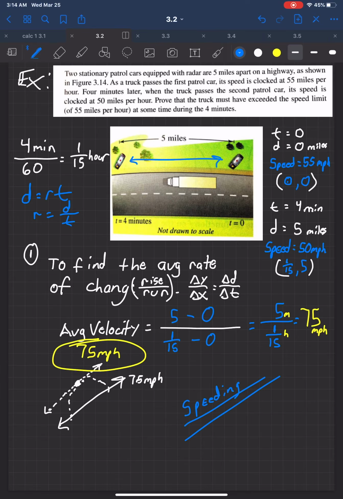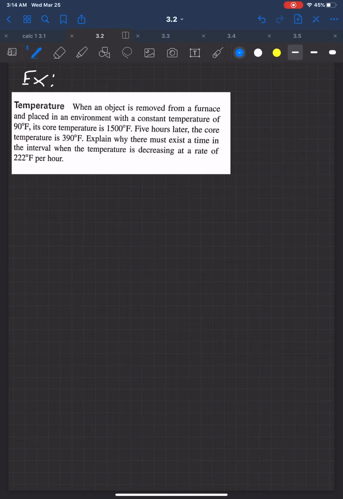Let's do one more of these. So now I think in this case, we're going to be removing some object from a furnace. It says, when an object is removed from a furnace and placed in an environment with a constant temperature of 90 degrees Fahrenheit, its core temperature is 1500 degrees Fahrenheit. Now, 5 hours later, the core temperature is 390 degrees Fahrenheit.